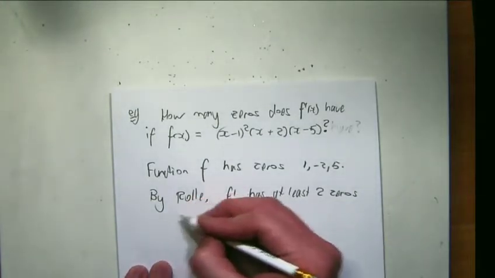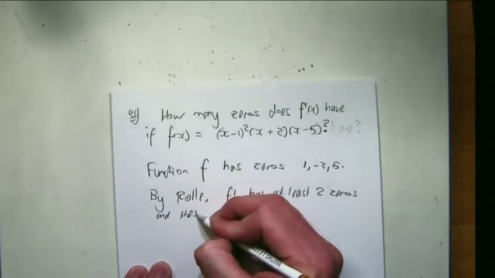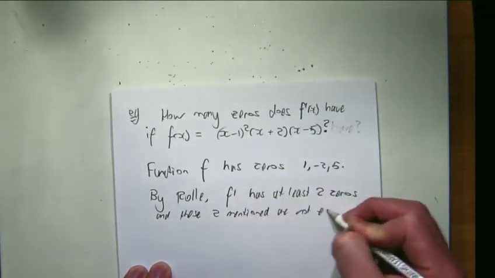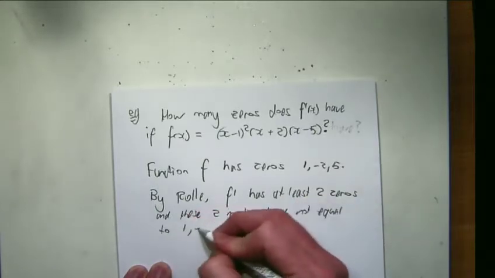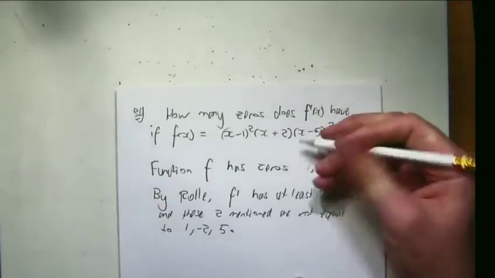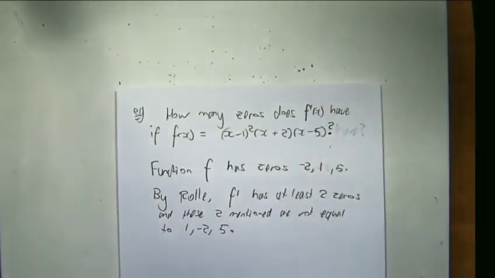f' has at least 2 zeros, and these two mentioned are not equal to 1, minus 2, or 5. Okay? That's what Rolle's theorem will tell us. So far we have a zero between minus 2 and 1, and a zero between 1 and 5. You have to put them in the right order for Rolle's theorem to work. That's great. We know it has at least 2 zeros.